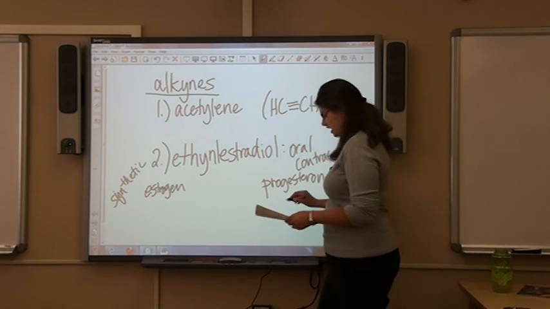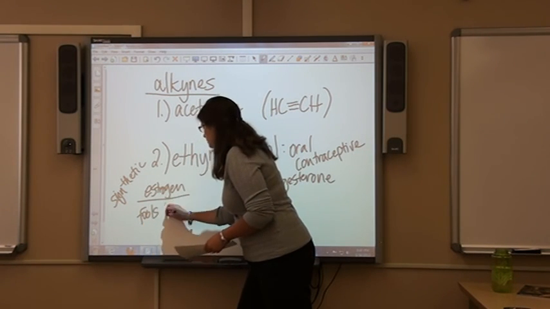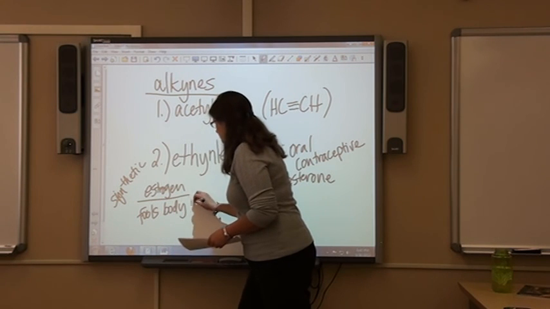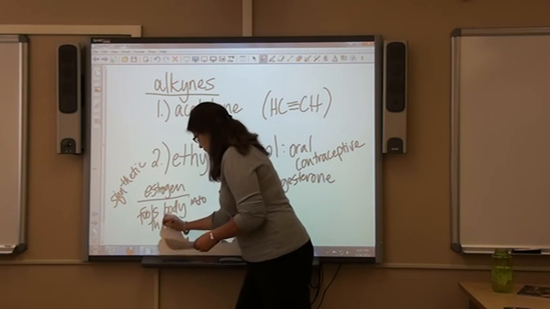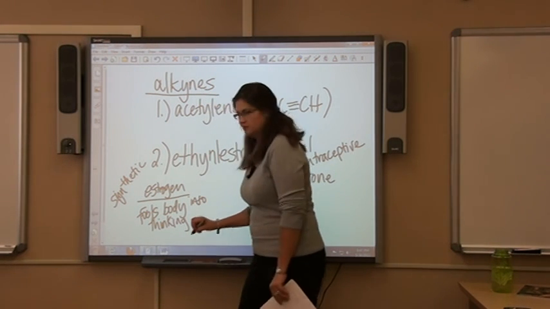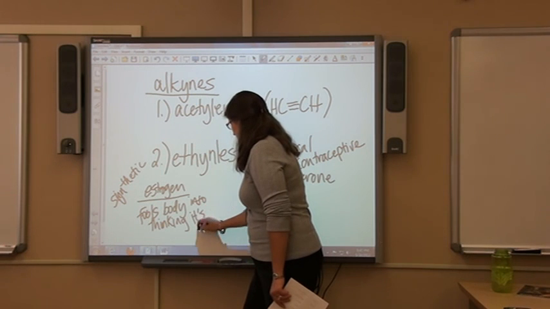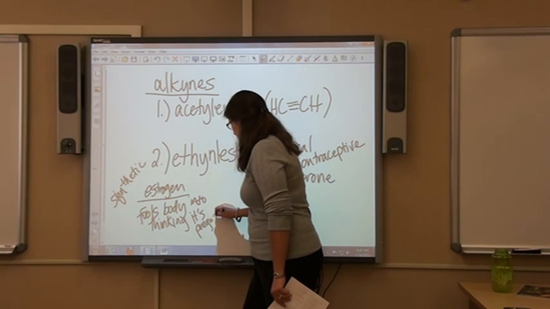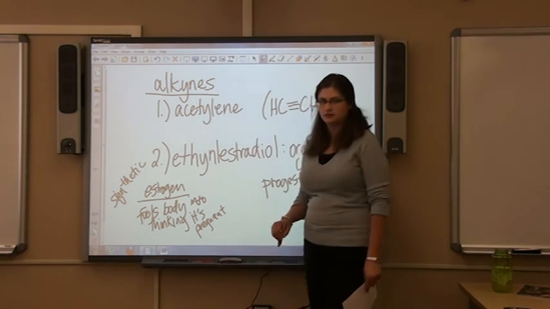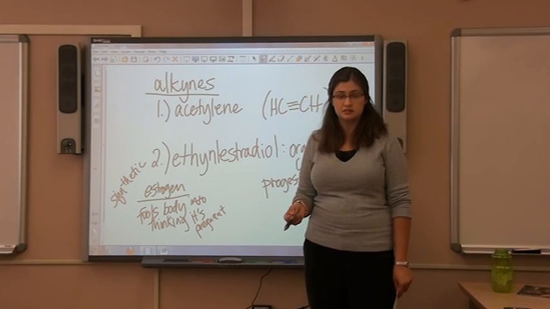What the synthetic estrogen does is it fools the body into thinking it's pregnant. What doesn't your body do when it's pregnant? Well, for you guys, sorry. If your body is pregnant, it doesn't produce eggs. So you will have no egg release. You won't be producing any eggs. There's nothing to fertilize.